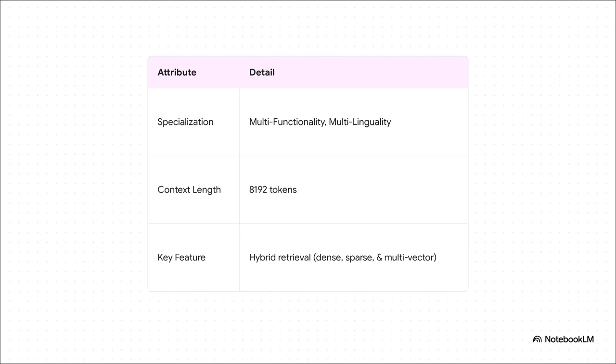Just look at the specs. BGE-M3 is a beast at both multifunctionality and multilinguality. And you see that context length? 8192 tokens? That's huge, perfect for chewing through long documents. But its absolute killer feature is hybrid retrieval. It blends keyword search, what we call sparse retrieval, with meaning-based search, or dense retrieval. It's the best of both worlds, and that's a total game changer for accuracy.